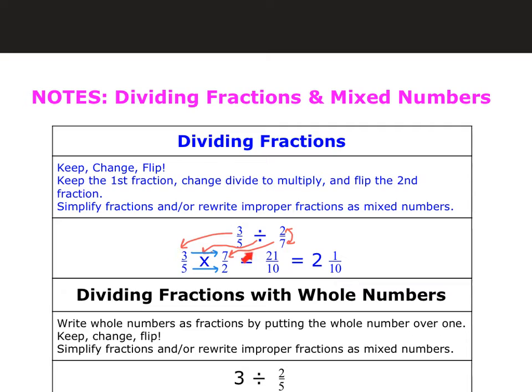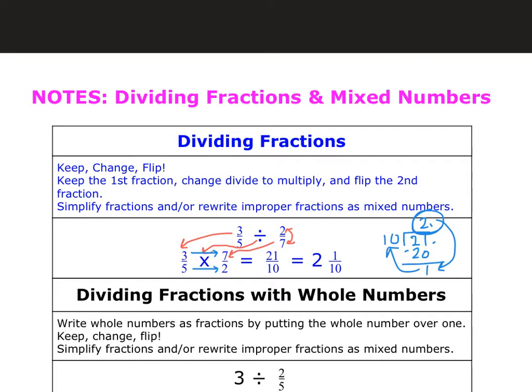3 times 7 was 21. 5 times 2 is 10, but we have an improper fraction, so we need to change that to a mixed number. In case you forgot, we divide. The cowboy of 21 goes inside, the horse outside, 10. 10 goes into 21 2 times. Subtract, and when you get to the decimal point, stop dividing and put together your mixed number.